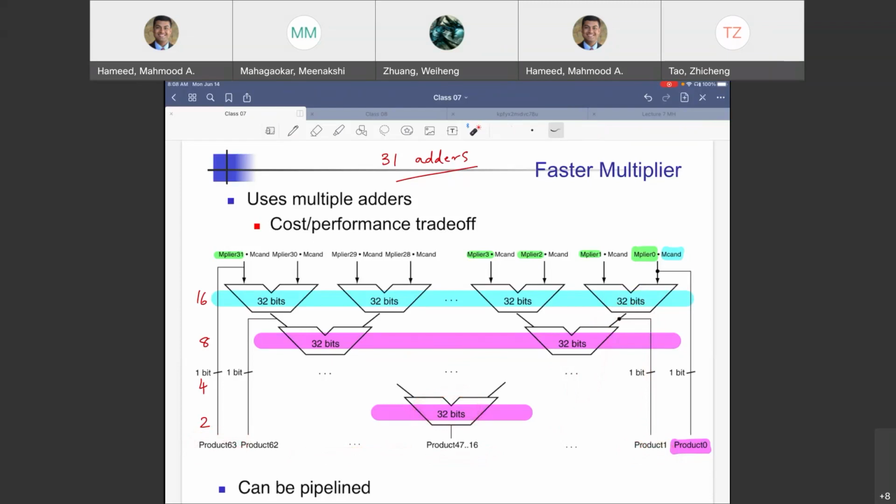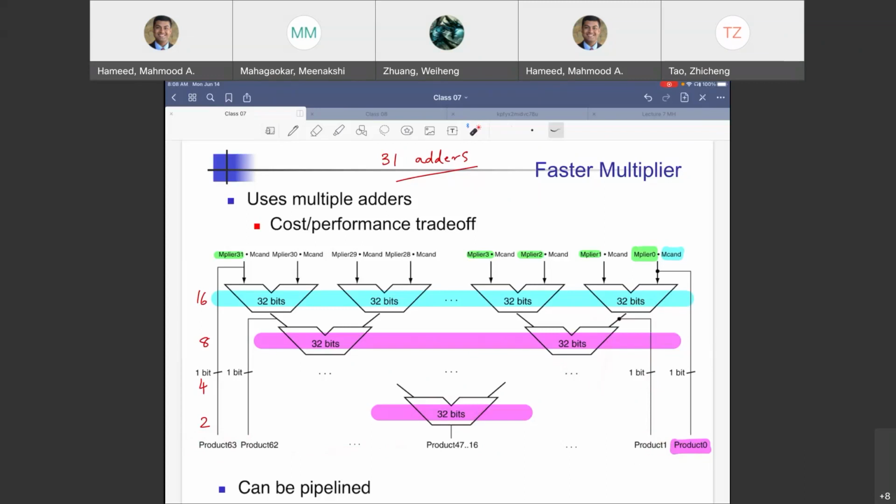Now let's come back to the levels. How many levels do you have? You have 16, 8, 4, 2, 1, right? So you've got 5 levels. So in terms of cycles, how many do you need? Earlier you wanted 32 cycles, right? Now you would need just 5 cycles to get the 64-bit result.